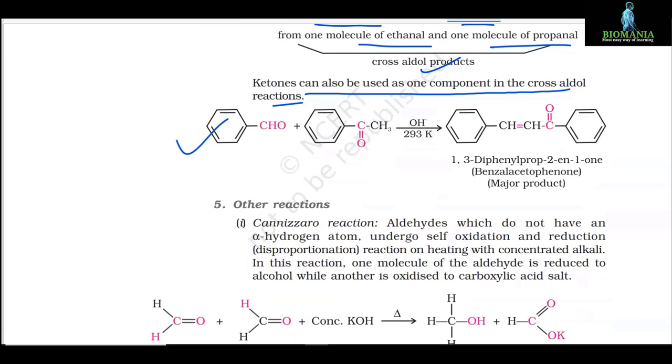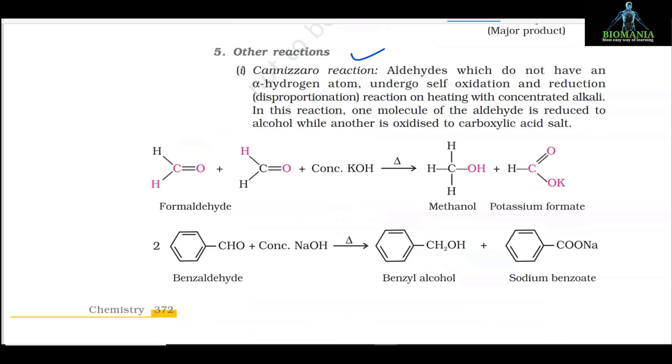Number 5, other reactions. Number 1, Cannizzaro reaction. Aldehydes which do not have an alpha hydrogen atom undergo self-oxidation and reduction, that is disproportionation reaction, on heating with concentrated alkali. In this reaction, one molecule of aldehyde is reduced to alcohol while another is oxidized to carboxylic acid salt.